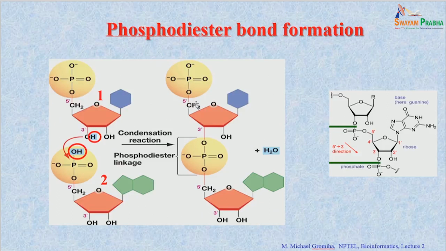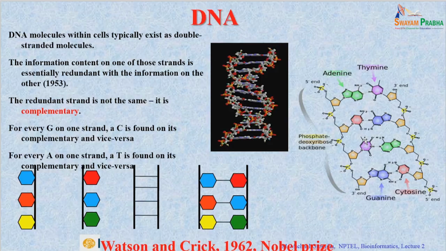When you have this phosphodiester linkage, here I show the continuous ones. One nucleotide contains from this line to this line. You can see this is the phosphate attached here, and this is the ribose, and here this is the base, and up to this one you can see one nucleotide. Now, if you look at this DNA, the molecules within the cells are typically double stranded.